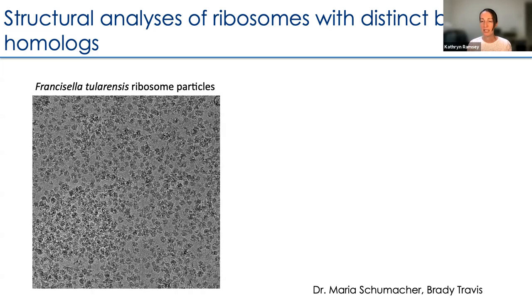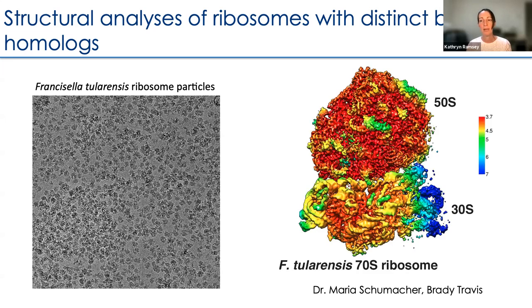And these are some images of some particles that they were able to generate from our samples using cryo-EM. And using cryo-EM, they were able to generate this preliminary map of the Francisella tularensis ribosome, which is extremely exciting to me because this is the first map of the Francisella tularensis ribosome generated. It's resolved down to 3.7 angstroms.